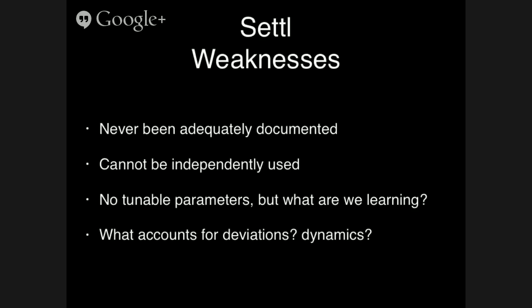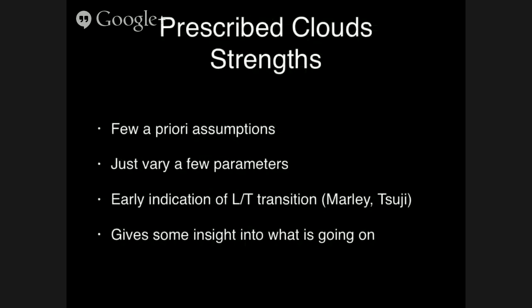But I don't know how they work. I don't think we've ever seen adequate documentation for how the Settle models really work. They can't be independently used or checked by other groups. They frequently say there's no tunable parameters, but then what is it we're learning? What accounts for the spread in colors of the L dwarfs? Really, what is producing the LT transition? What is it about the model that's actually doing that? What accounts for deviations between the models and the spectra? We don't know. Well, what about prescribed models?